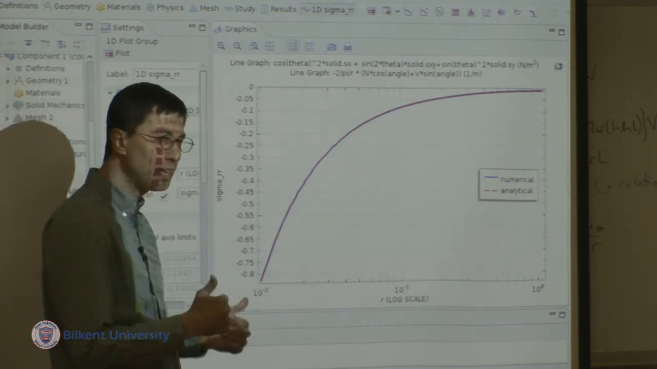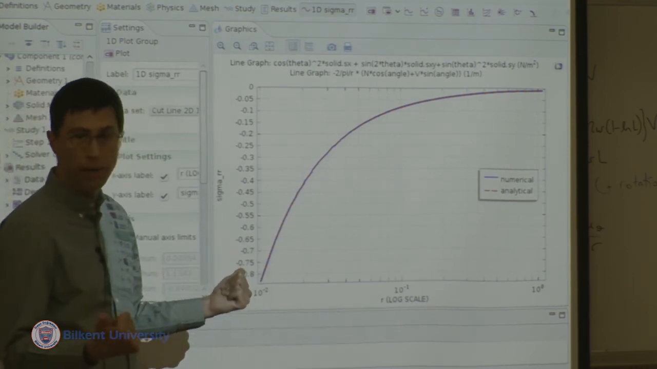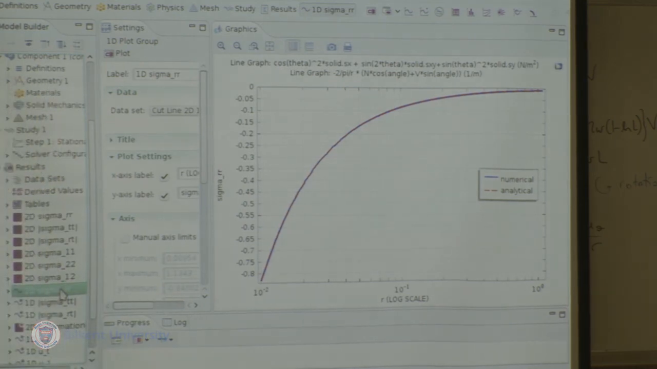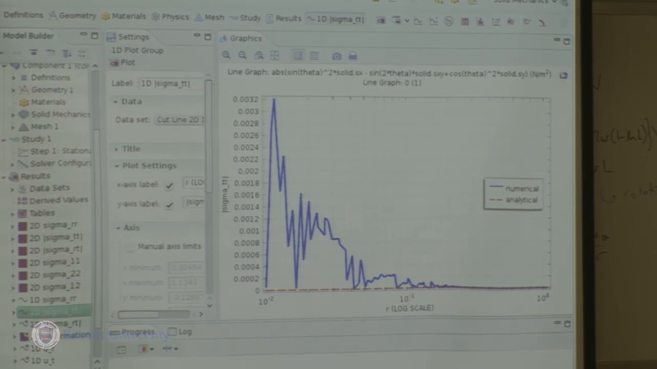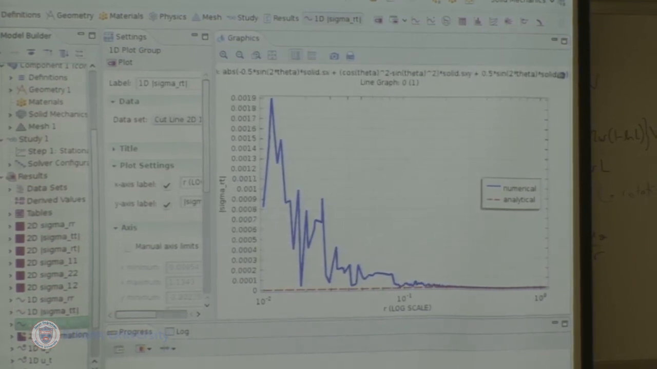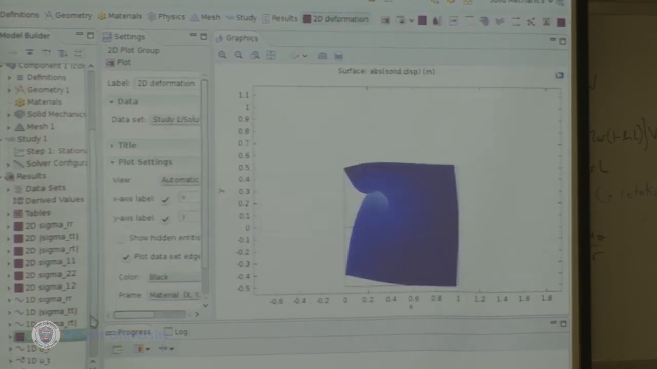So here I'm checking two things. Is my numerical solution good enough? And also, is my analytical solution correct? Because if it was not, there would be no match, right? I'm doing two things at once. So the match is great. Again, you can look at sigma theta theta and sigma r theta. There are some numerical wiggles, numerical dust that's really negligible. It's for all practical purposes 0. So I'm not going to show you those again.